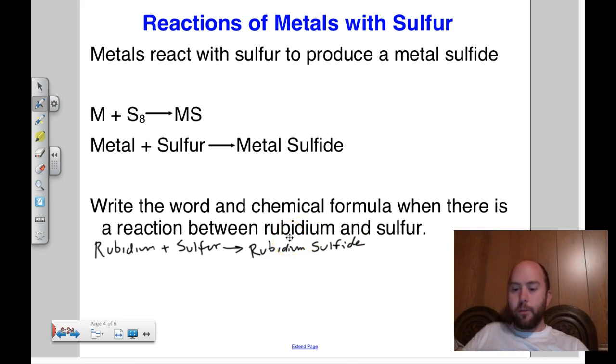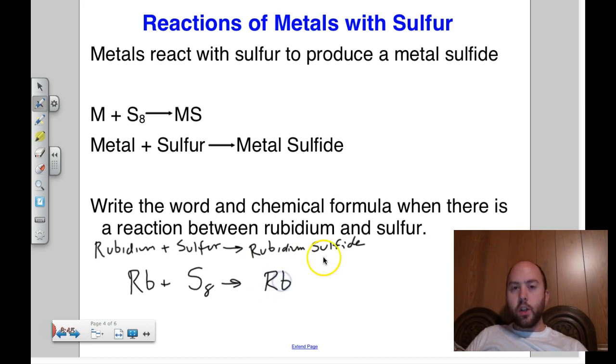Now comes the hard part, the formula. So rubidium is Rb. Sulfur, I just said, is octomic, meaning it has to have an 8 when it's by itself, and only when it's by itself. And then rubidium sulfide. Rubidium, Rb, it's +1. Sulfide is S, it's -2. So to balance the charges, I need 2 rubidiums, 1 sulfur. Because again, this is +1, this is -2.